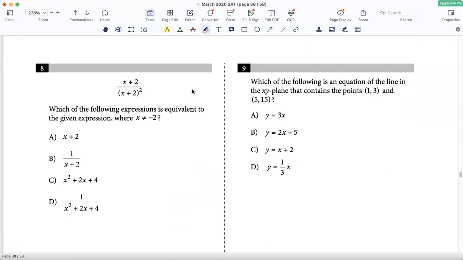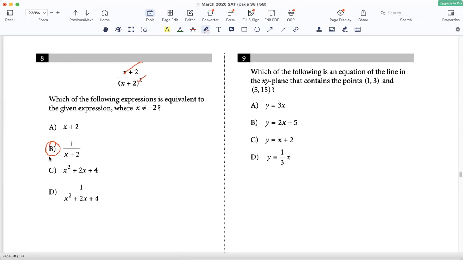Which of the following expressions is equivalent to the given expression when x is not equal to -2? So x plus 2 will cancel out, and you will have 1 over x plus 2 remaining. Option B.